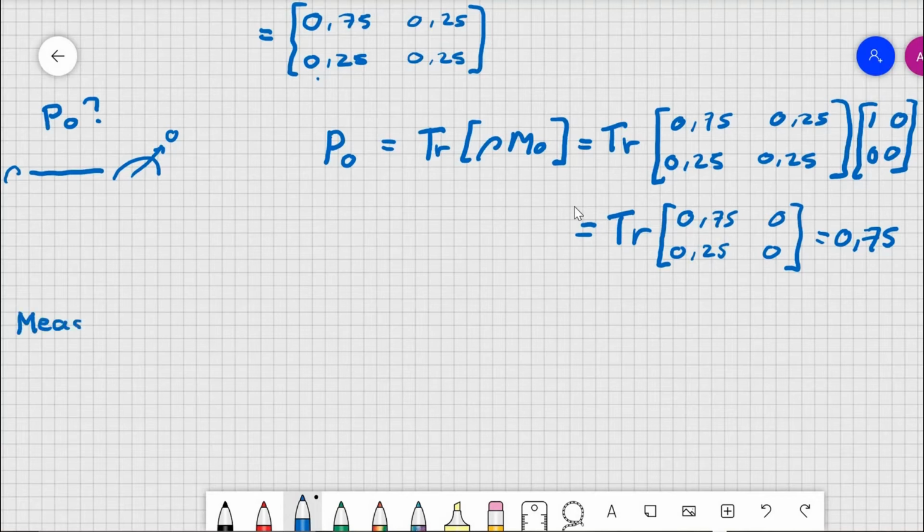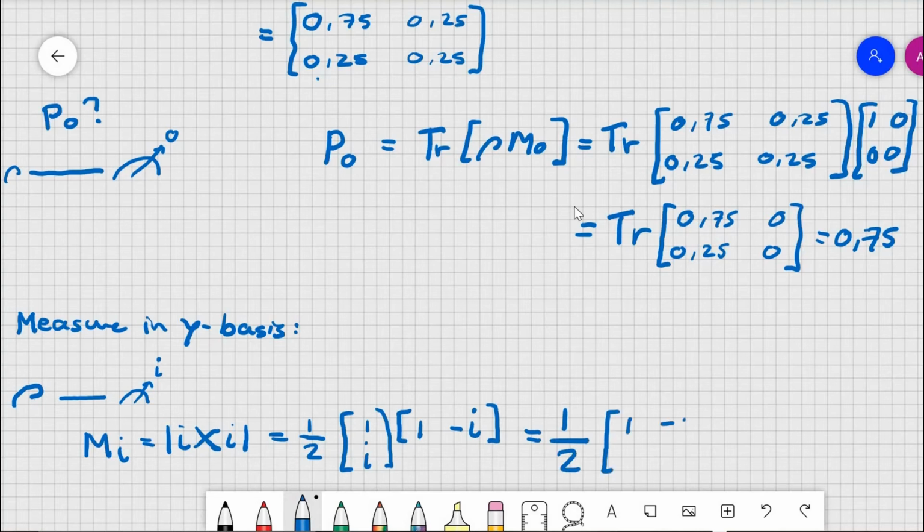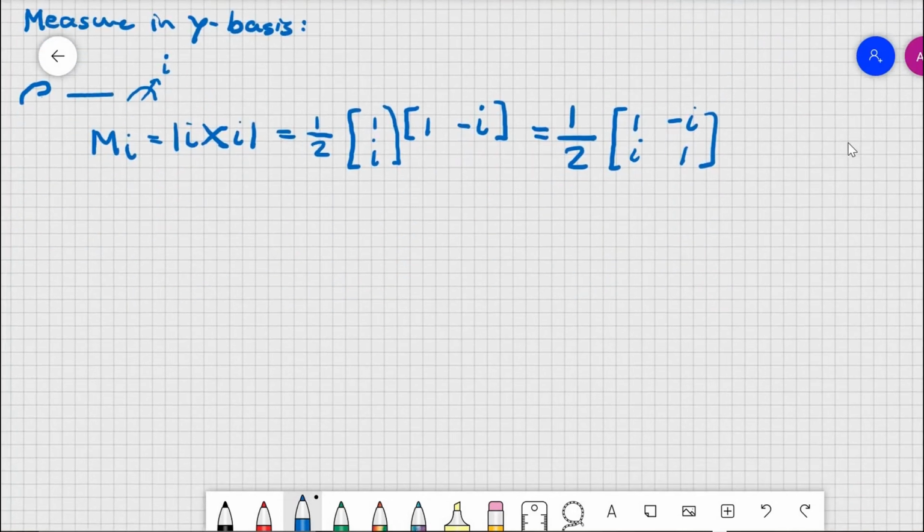Now let's look at a slightly more complicated example, where we measure in the y-basis. We want to answer the question, what is the probability to measure the i state? The measurement operator corresponding to the state i is |i><i|. So the multiplication of the column vector 1, i with the row vector 1, minus i, where the minus sign comes from complex conjugation. Performing the multiplication then leads to this matrix.